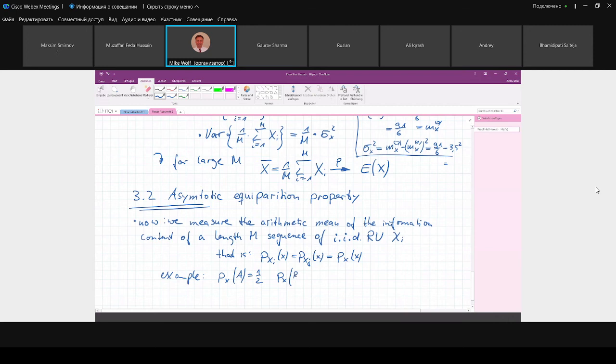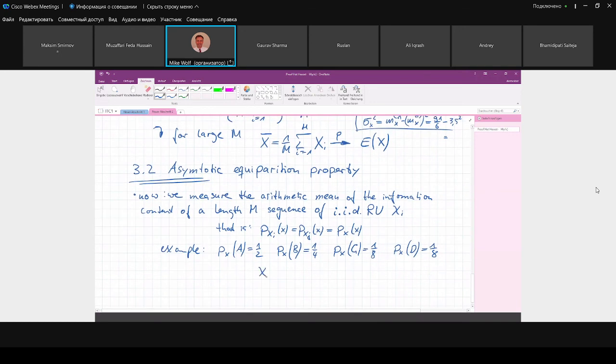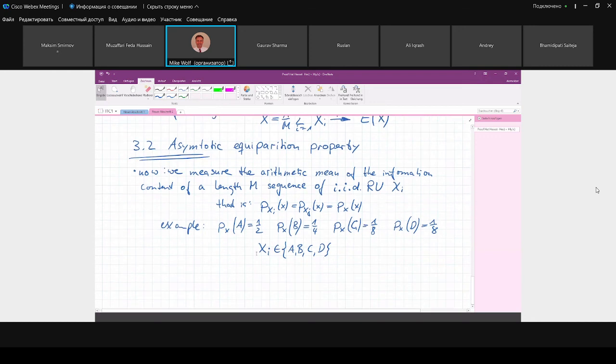Px of b is just 1/4. Assume that this b is just a certain number. It's countable. Px of c is just 1/8. Px of d is also 1/8. So we have basically a xi. All the random variables have an alphabet, which is A, B, C, or D. So it can take the values A, B, C, and D. And here we have the probabilities of these states.